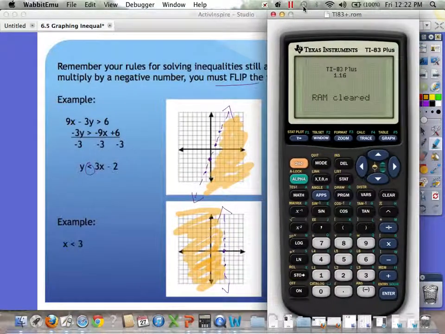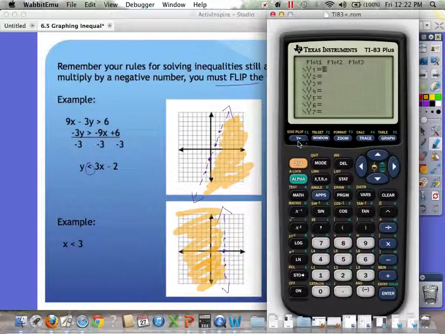All right, so on your calculator, we're going to go to y equals, and we're going to use this right here. All right, so this is 3x minus 2. Go ahead and type that part in. Now, when you want to graph, all these are set up to be equal signs. Okay, so we can change that very easily because we have this apps button. And go ahead and push the apps button.